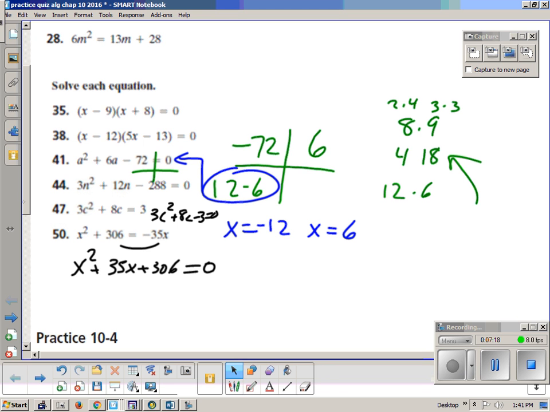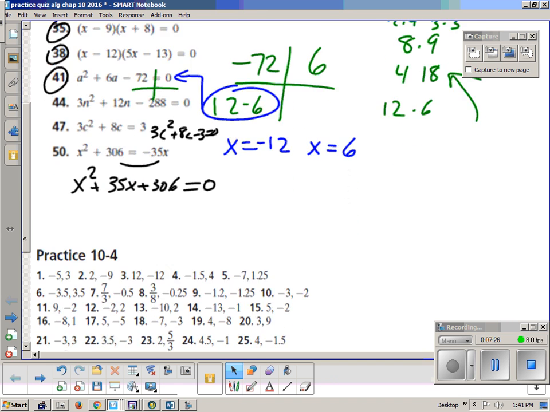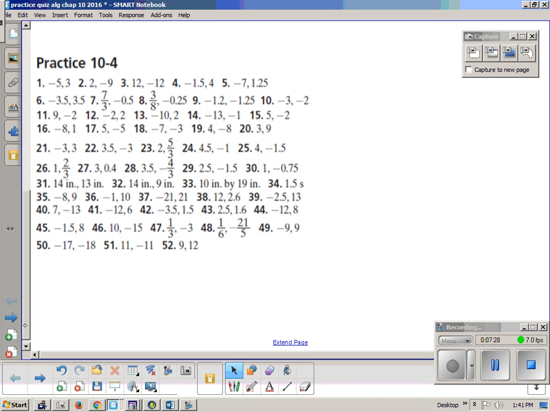So I'll give you the answers for 35, 38, 31, so multiples of 3. So 35, 38, 41, 44, 47, 50. Those are your answers. And that should be enough for you to understand how to do the homework. Okay.